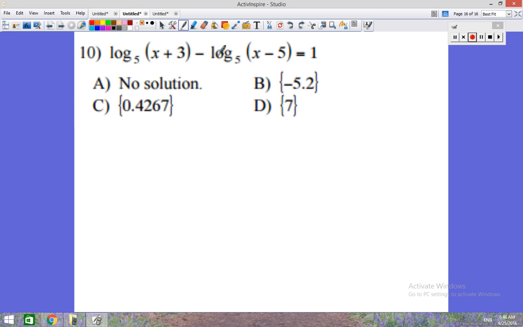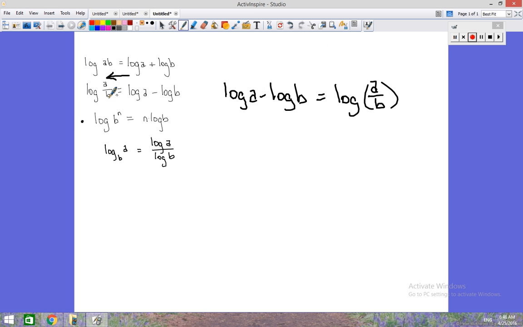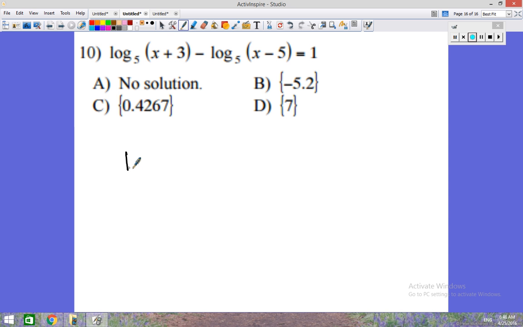We have the difference of two logs. Difference is just another way to say subtraction, is equal to a value. So by my properties of logarithms, we're going to use the quotient rule and express this subtraction as a single logarithm. Log base 5 of x plus 3 is my numerator. X minus 5 is my denominator. This equation is referred to as a log form, and we can rewrite this as an exponential form.